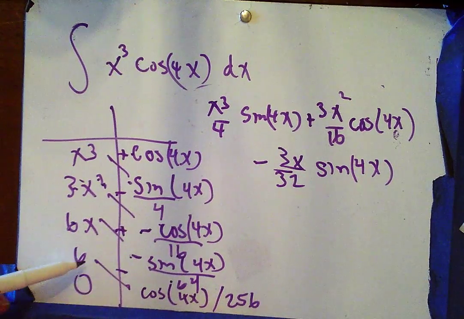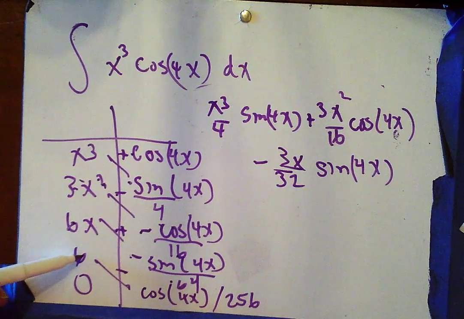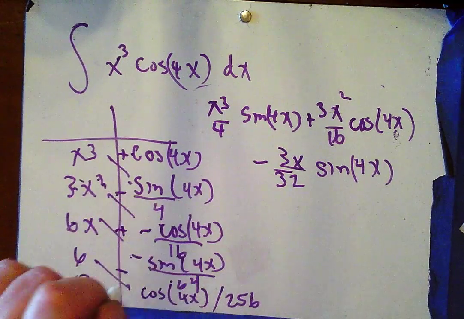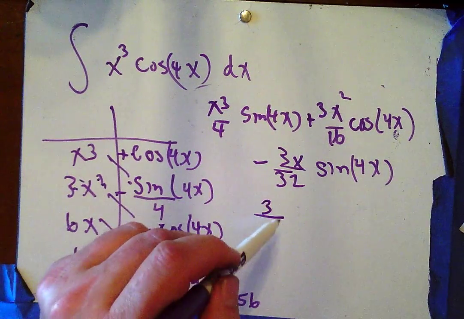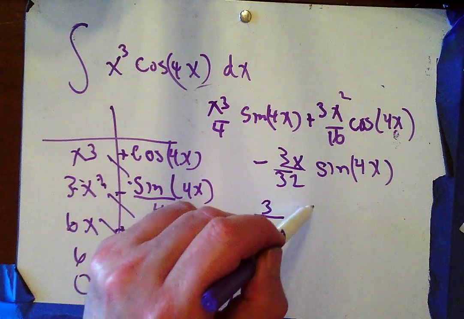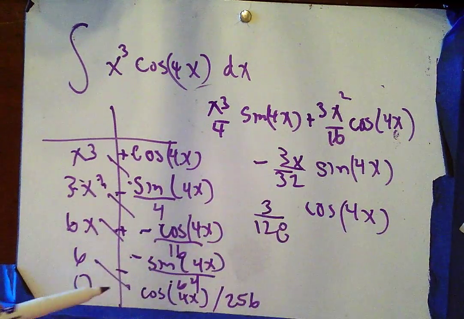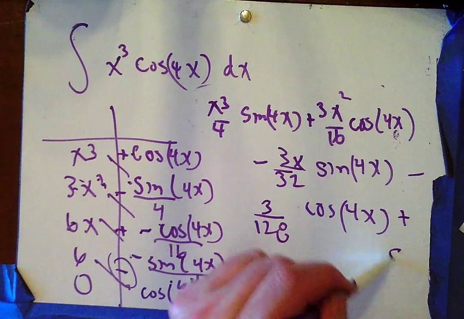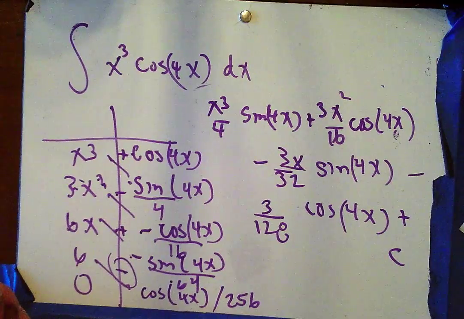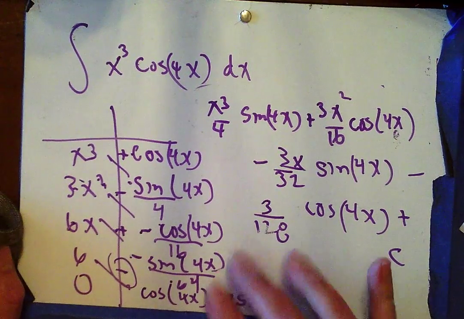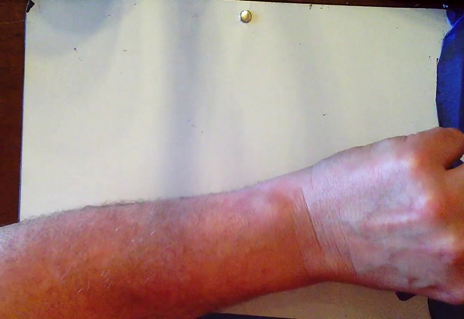And then down here, I'm going to have 3 over 128 cosine 4x with a minus in front, and don't forget the plus c. Yeah, that's a lot of thinking, even with tabular. Imagine what that would be like if instead we had done by parts 4 times. Ooh, I shudder to think.